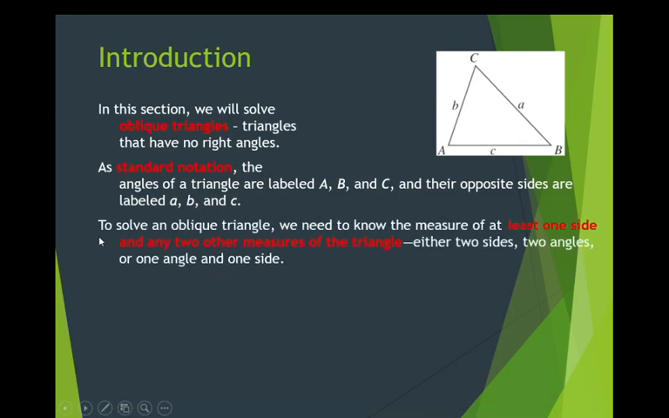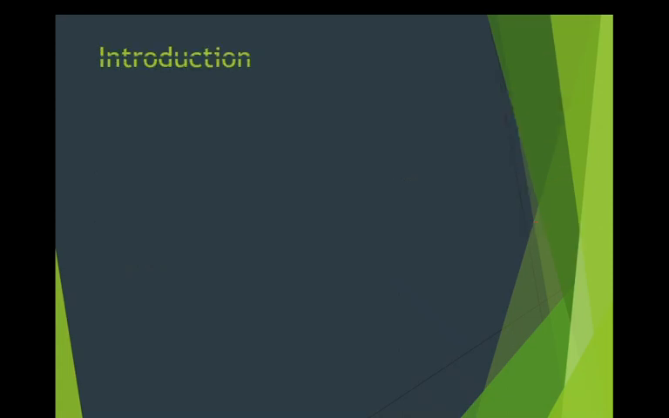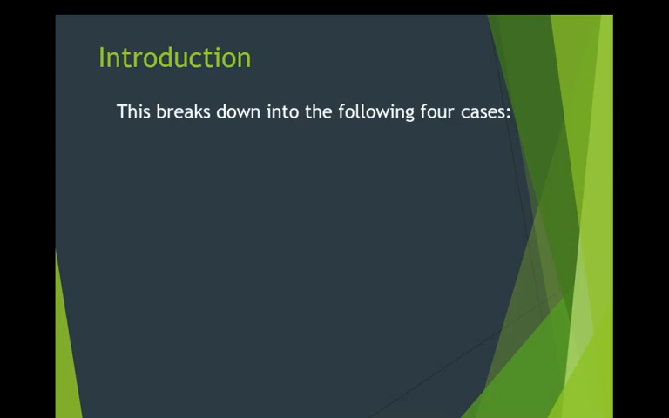To solve an oblique triangle, we need to know the measure of at least one side and two other measures of the triangle. So we have to have one side, and then we can either have two more sides or two angles or one other angle and side. But we have to have one side. We can't just have all three angles because you won't know the size of the triangle. You'll know the shape, but not the size. Now, this breaks down into four cases that we're going to be dealing with.